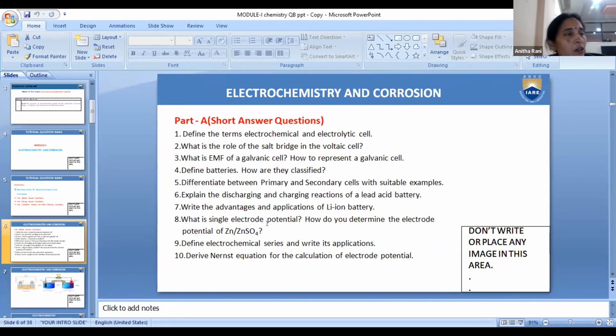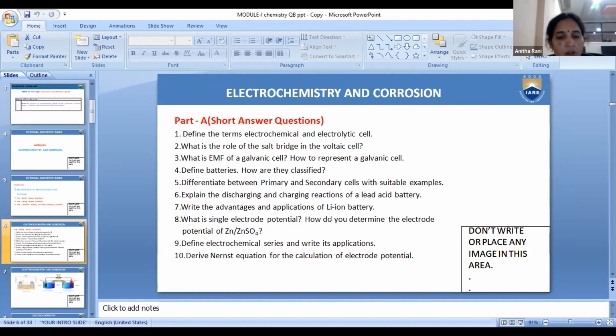From that, the ions, for example cation Cu2 plus ions, will gain electrons and reduce to copper. Depending on the nature of the electrode, either it will undergo oxidation or reduction. So we can write the definition here: the potential difference between electrode and electrolyte is known as electrode potential.